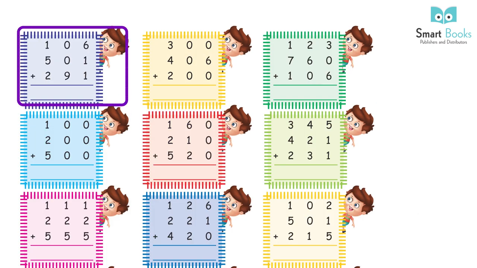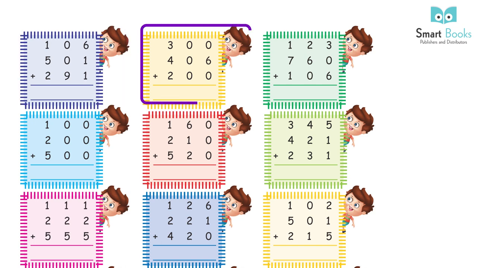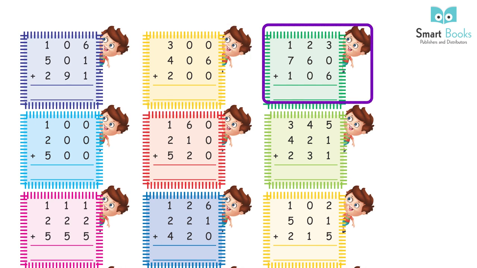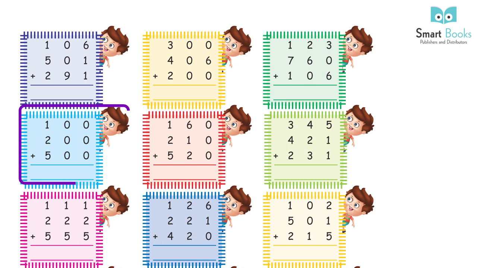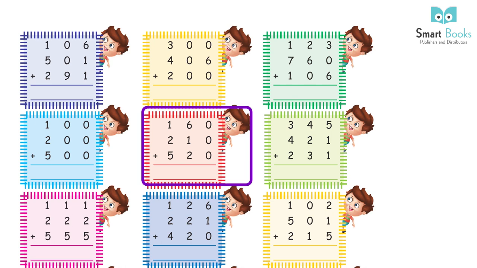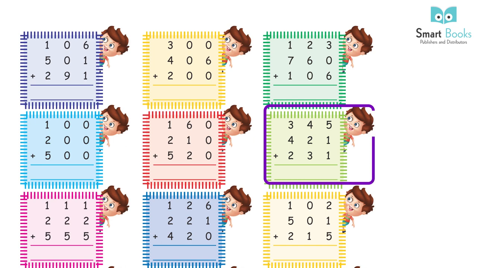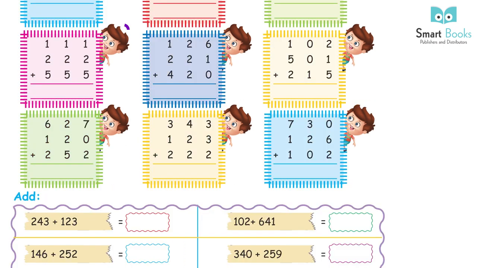106 plus 501 plus 291 is equal to 898. 300 plus 406 plus 200 is equal to 906. 123 plus 760 plus 106 is equal to 989. 100 plus 200 plus 500 is equal to 800. 160 plus 210 plus 520 is equal to 890. 345 plus 421 plus 231 is equal to 997.